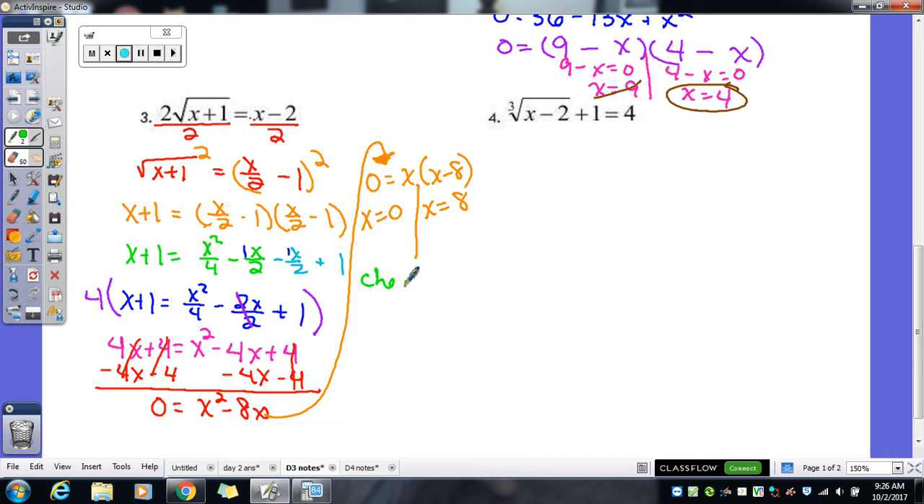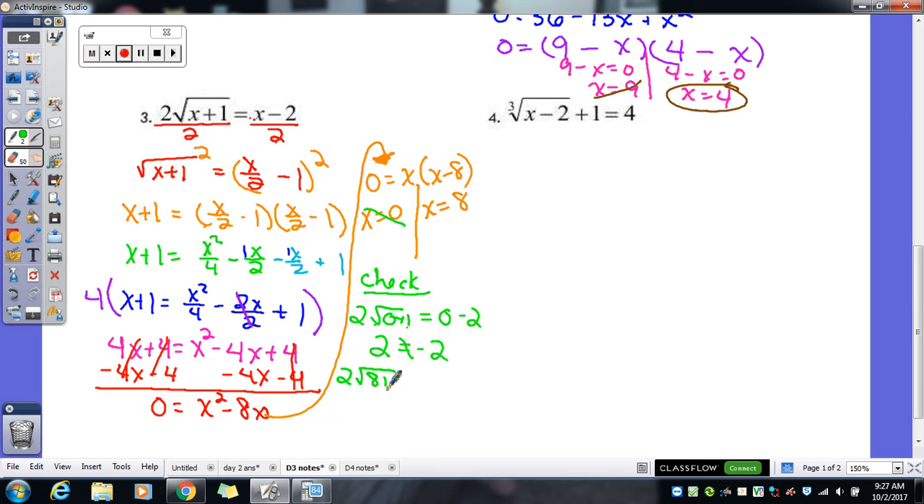I'll do my check right down here. Plugging in my 0, 0 plus 1 gives me the square root of 1, and the square root of 1 is what? 1. So times my 2 would just give me a 2 there. And then 0 minus 2 would give me a negative 2. Does 2 equal negative 2? No. So that one gets rejected.